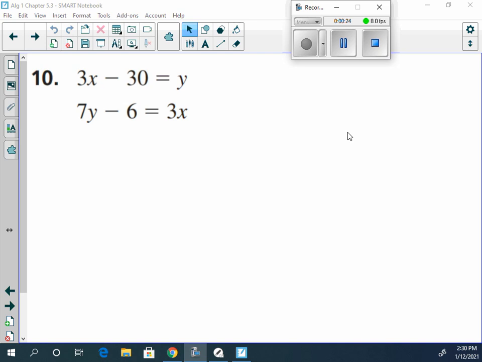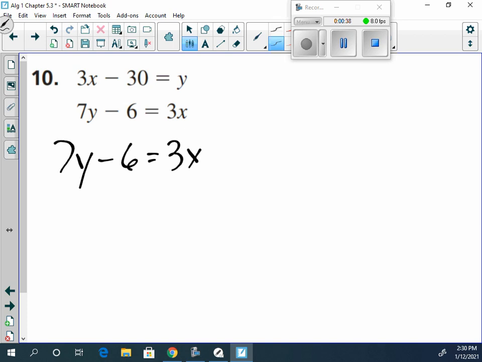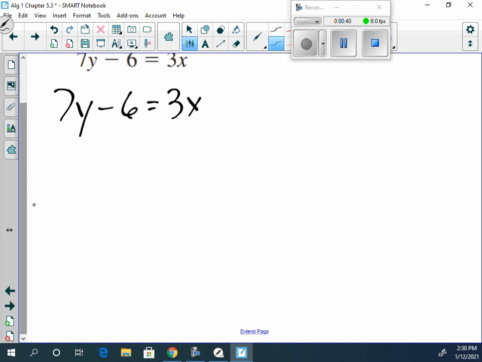So if I'm going to solve this, it's going to be nice if I have the x's and y's on the same side of the equation. So our 7y minus 6 equals 3x. So we have this here. So we want to get x's and y's on the same side. Well, to move the x's over to the other side, I can do what to both sides? I can subtract the 3x from both sides.